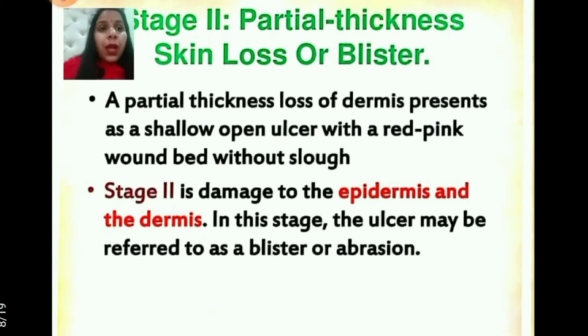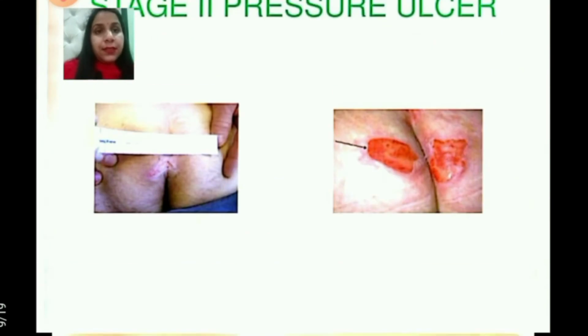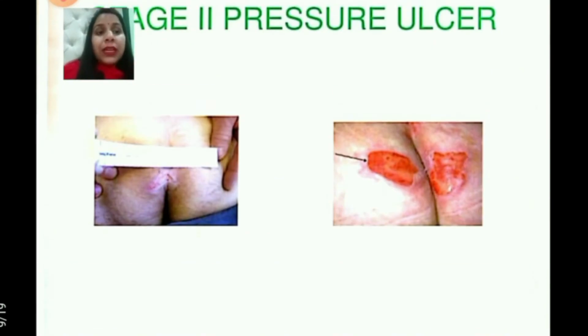Stage 2: partial thickness skin loss or blisters. A partial thickness loss of dermis presents as a shallow open ulcer with a red-pink wound bed without slough. Stage 2 is damage to the epidermis and the dermis. In this stage, the ulcer may be referred to as a blister or abrasion. Stage 2 pressure ulcer, you can see the pictures.